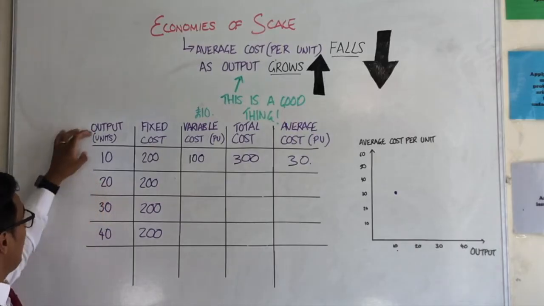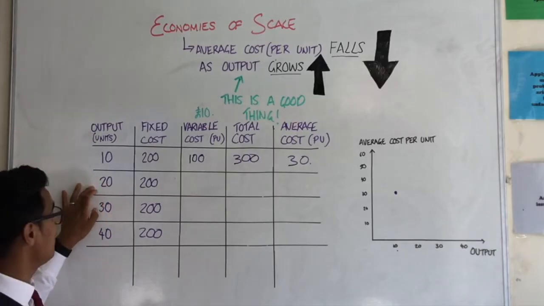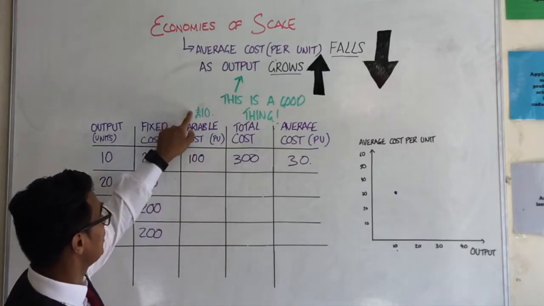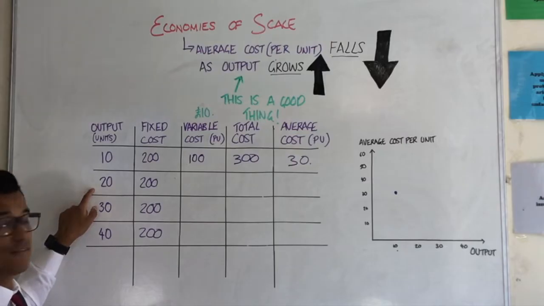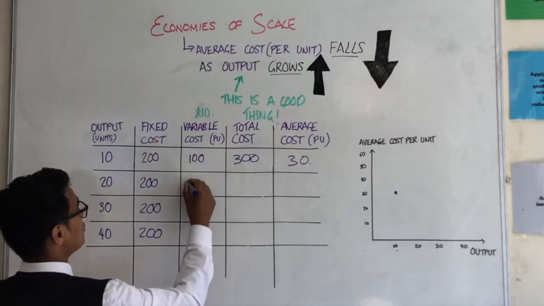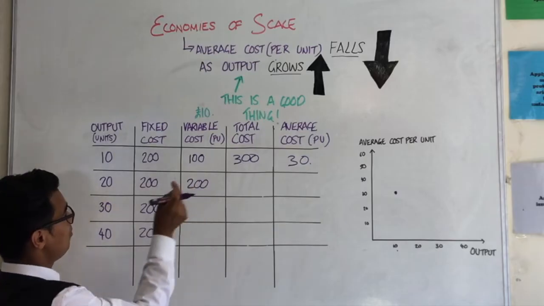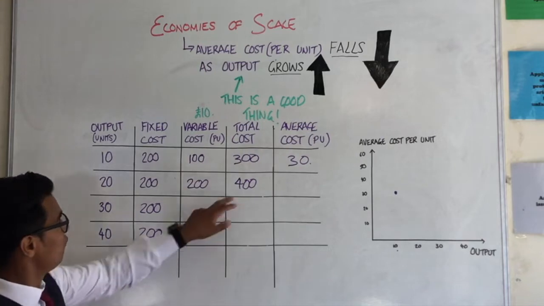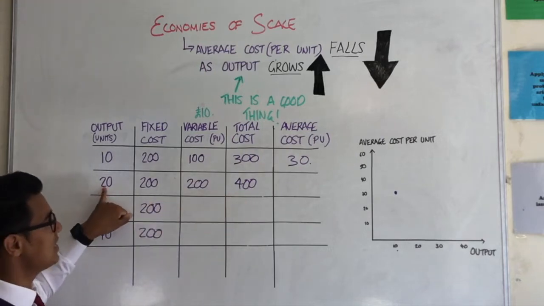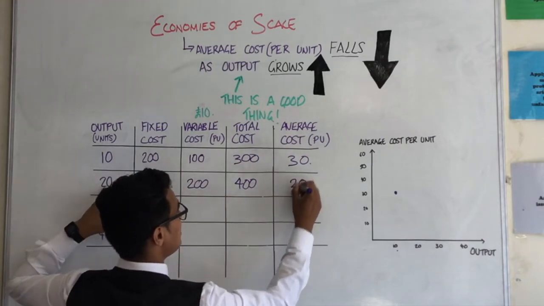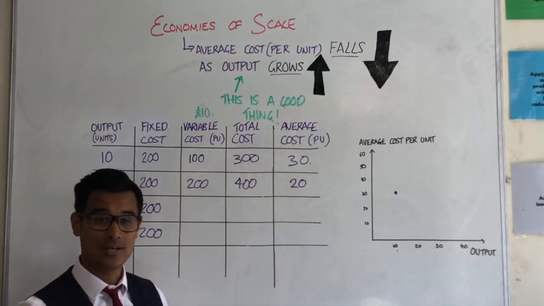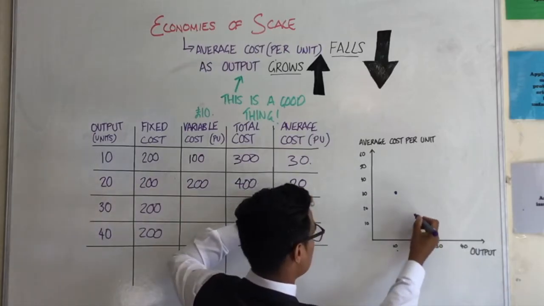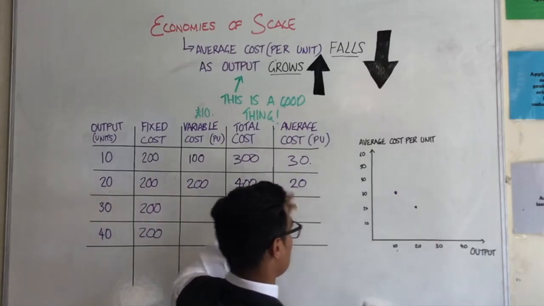Second bit of the grid. Output 20, so you're making 20 things now. Your fixed cost is still 200. Your variable costs: it's £10 to make one thing and you're making 20 things. 20 times 10 is 200. 200 plus 200, fixed plus variable, is 400. 400 divided by 20 gives you 20, so your average cost per unit is 20. Let's put that on the grid. So we've got 20 and we're saying the average cost per unit is 20. So we'll put the dot in there.